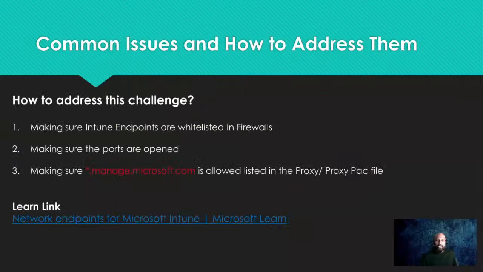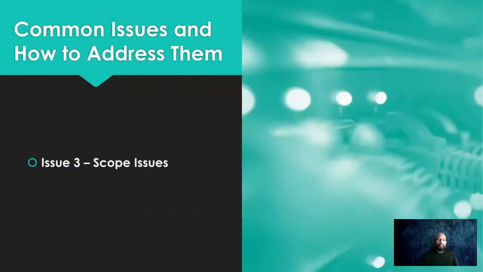So how to address this challenge? Ideally, you have to make sure the Intune endpoints are whitelisted in the firewall, as well as make sure the ports are properly opened, and *.manage.microsoft.com is allowed in the proxy. And if you're using a proxy pack, that should be listed there as well. So there is a Learn link provided by Microsoft with all the endpoints. I will post that in the Discord channel, so you can see more information about that as well.